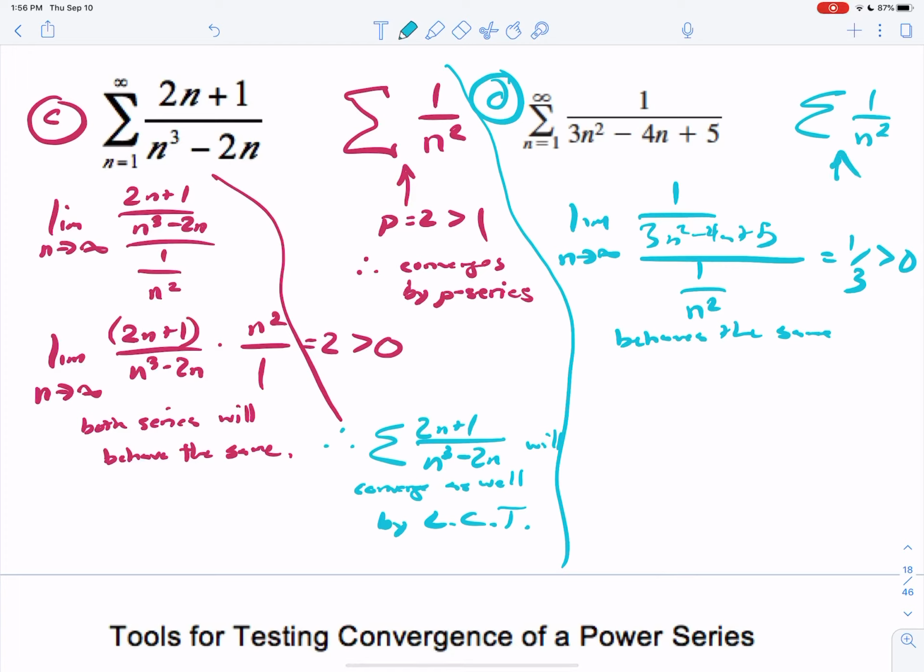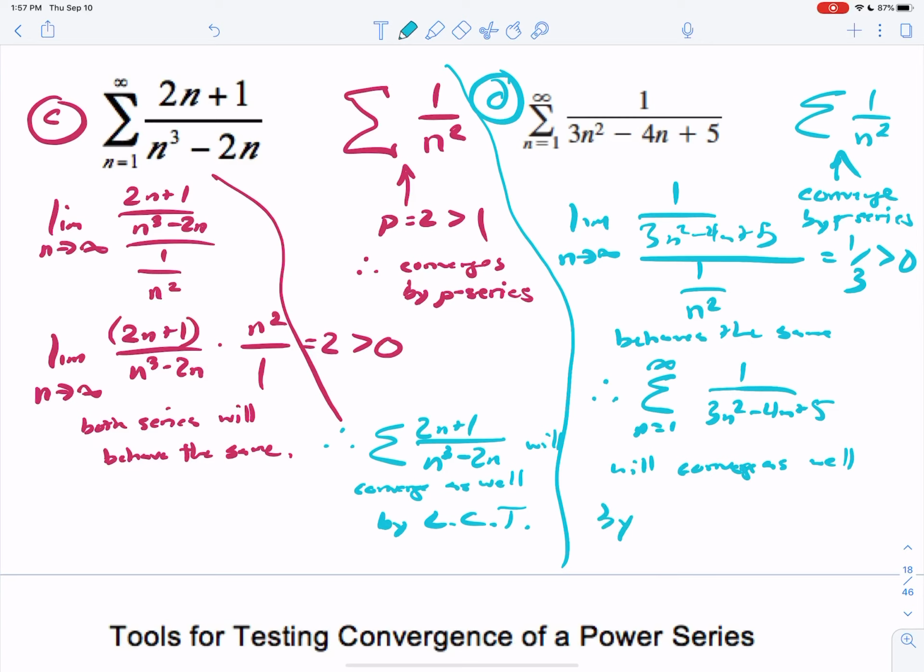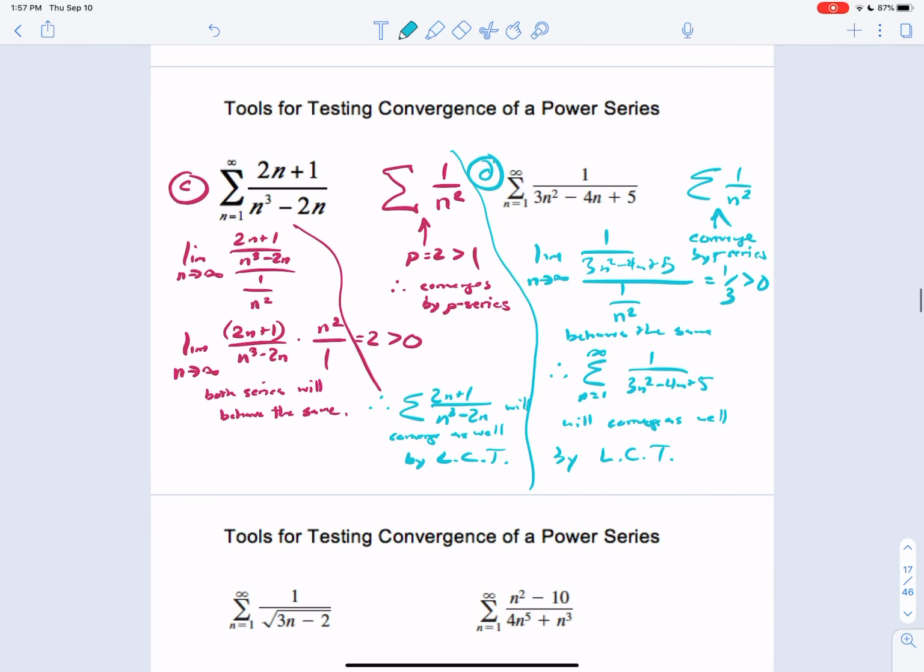We know this right here from our last example that it will converge as well by P-series. Okay, I'm running out of space, but you guys should definitely write it out a lot neater than I am. Therefore, 1/(3n^2-4n+5). I keep forgetting my index, but let's write it. Will converge as well by LCT, the limit comparison test. All right.